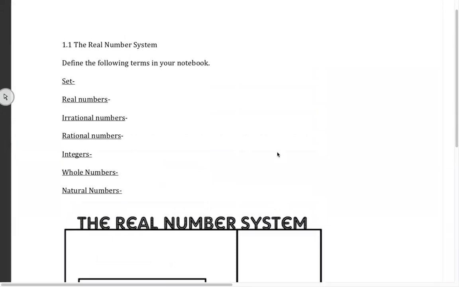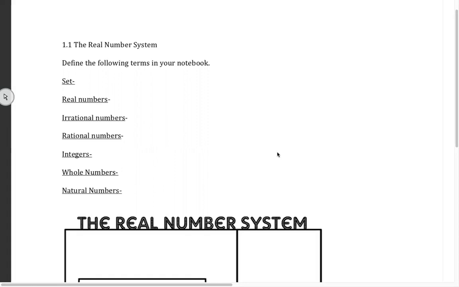1.1, the real number system. So I like to define things basically the way I would talk to my friends and not the way I would explain it to, let's say, my college professor, Dr. Gupta. When I'm explaining these things, I am defining things the way they probably should be defined and not the way they are defined. So what is a set?